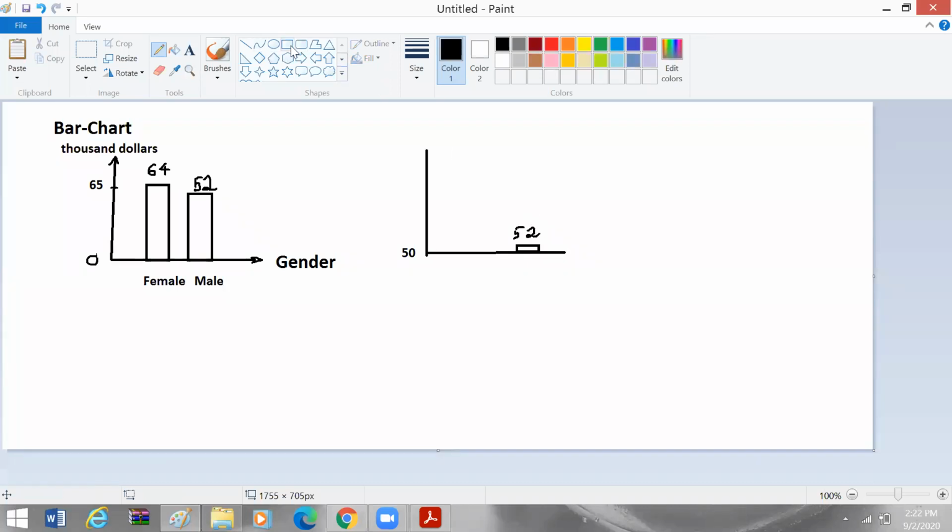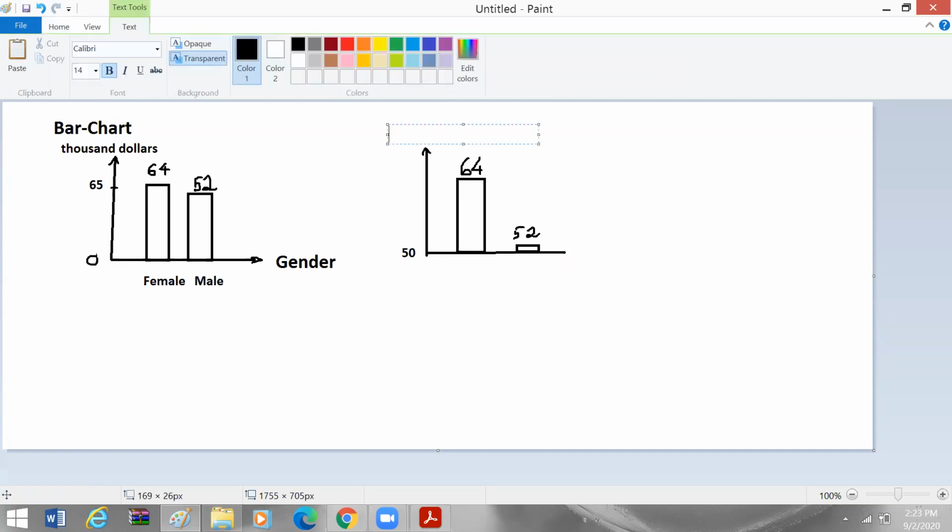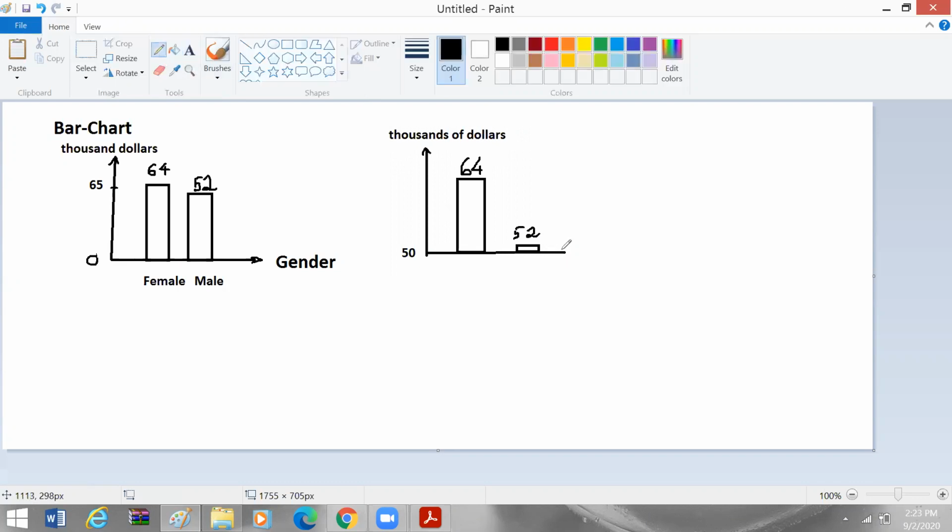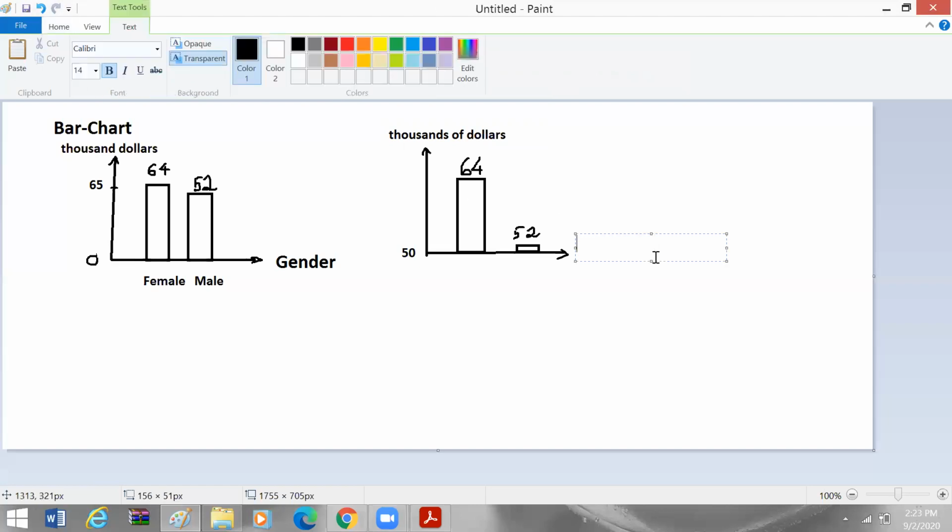And we go up to, for the female, was 64. Right? And this is thousands of hours. Thousands of dollars. Okay. Where is it, right? And this is the gender again. This is what we're supposed to be working on. And I would put them there like that.